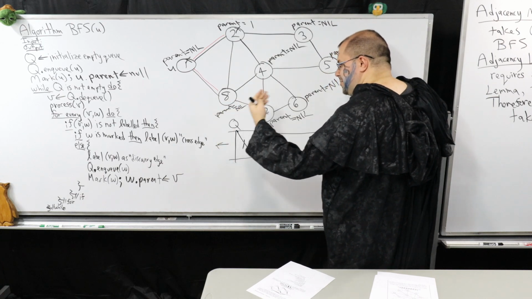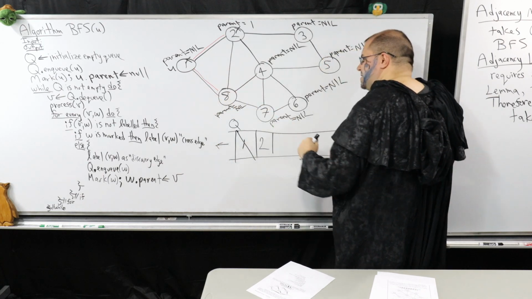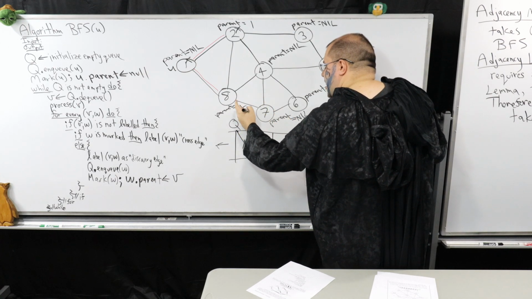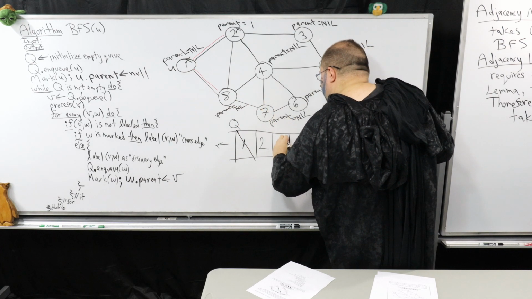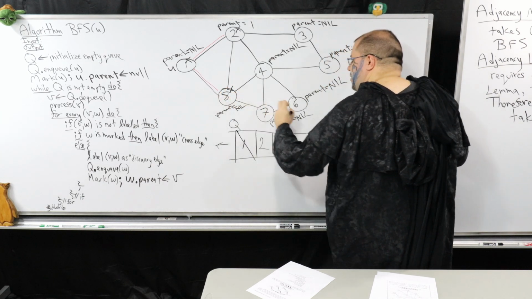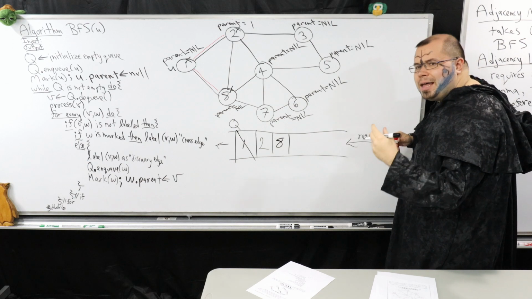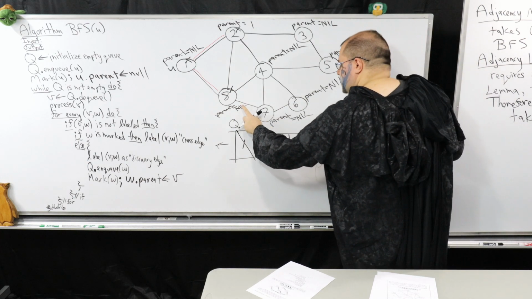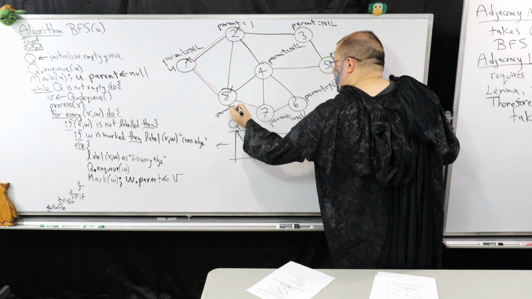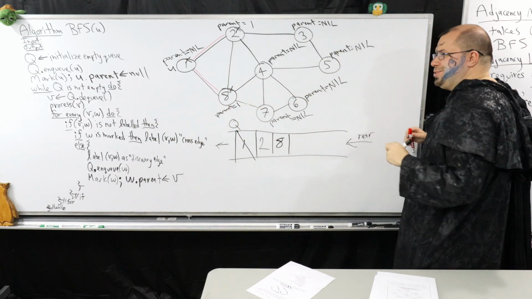So what I'm going to do now is label this edge as a discovery edge. I'm going to label those in red. And then I'm going to enqueue vertex 8. I'm going to mark 8, so I know I've already been here. And then I'm going to, of course, update its parent to be 1, just like I had with 2.